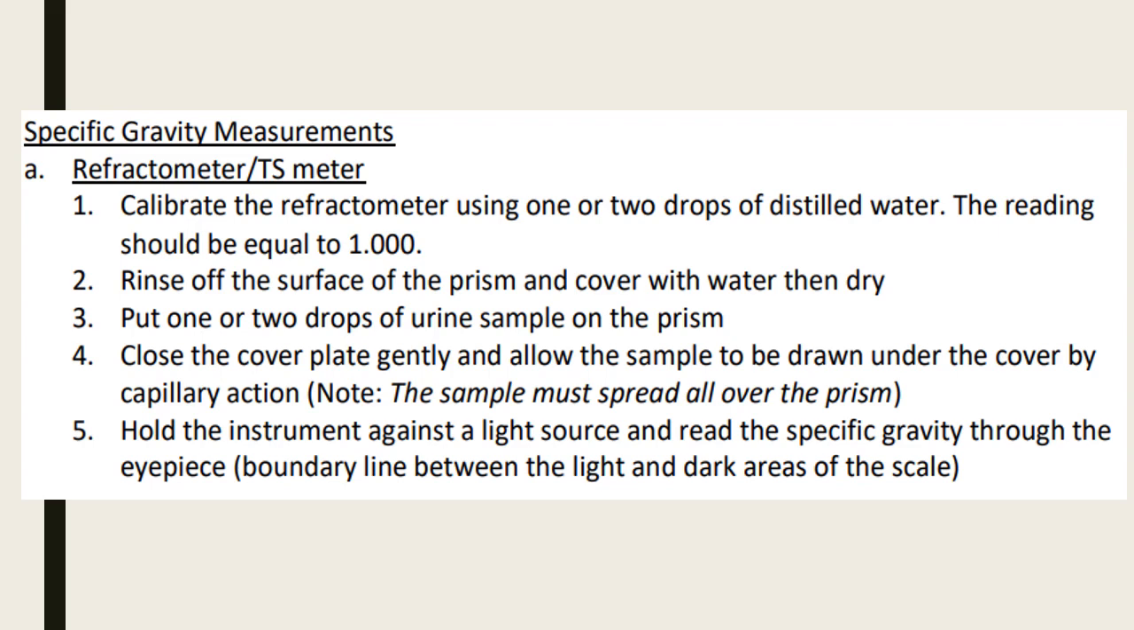For every 1 gram per dl of glucose, you subtract 0.004 from your reading. And for every 1 gram per dl of protein, you subtract 0.003 from your reading. So that is for your refractometer.